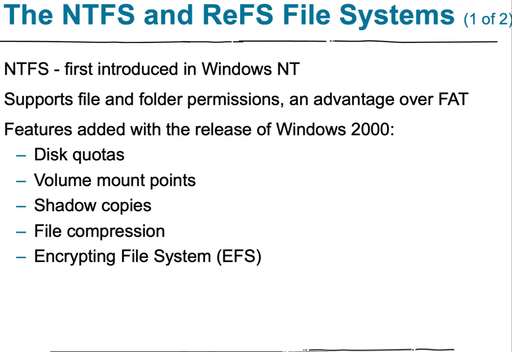Volume mount points make it possible to associate the root of a disk volume with a folder on an NTFS volume, thereby removing the need for a drive letter to access the volume. Shadow copies enable users to keep historical versions of files so that they can revert a file to an older version or restore an accidentally deleted file. File compression allows users to store documents in a compressed format without needing to run a compression or decompression program to store and retrieve the documents. Encrypting File System, or EFS, makes encrypted files inaccessible to everyone except the user who encrypted the file, including users who have been granted permission to the file. EFS protects files even if the disk is removed from the file system.